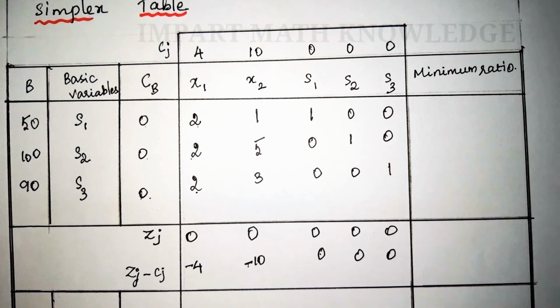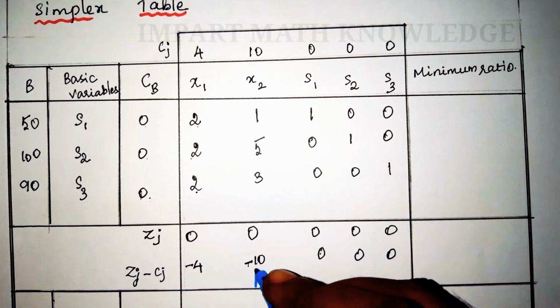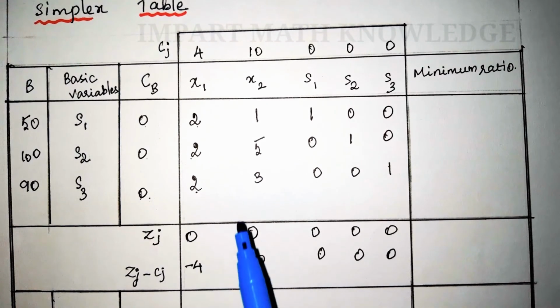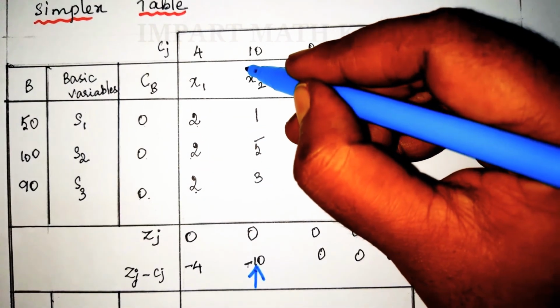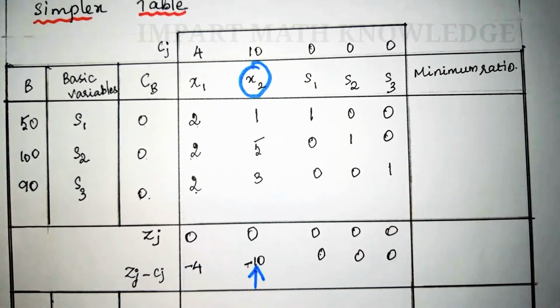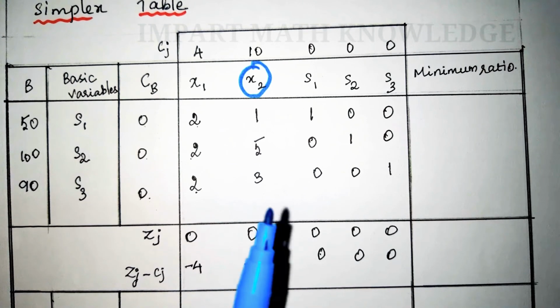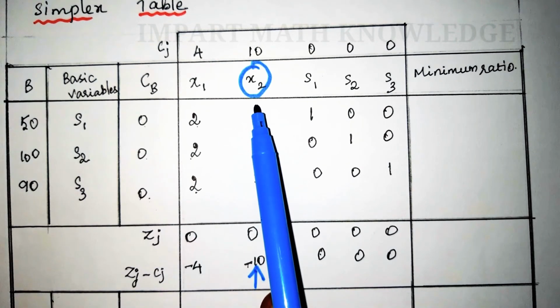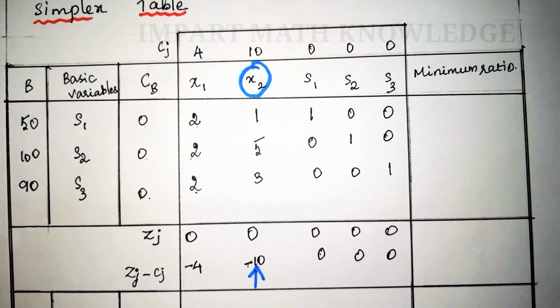So, you have to find the entering variable. For the entering variable, you have to select the most negative value from ZJ minus CJ. The most negative value is minus 10. So, the corresponding variable x2 enters into the next table. So, the entering variable is over. You select the most negative from ZJ minus CJ, that is minus 10. The corresponding variable is x2, which enters into the next table.